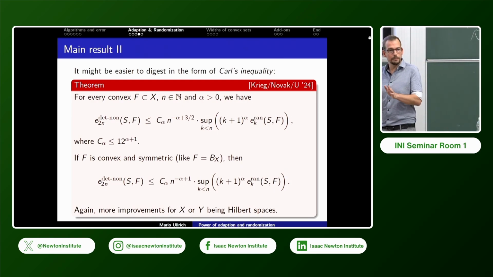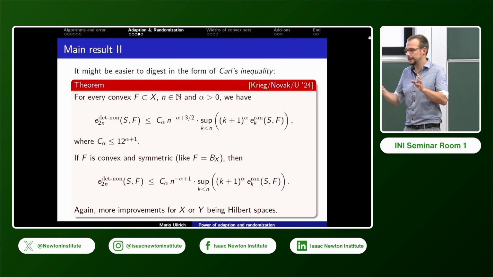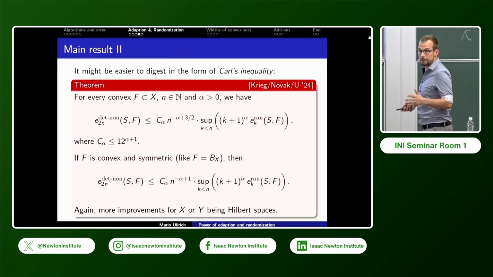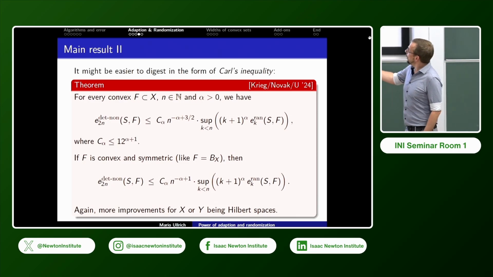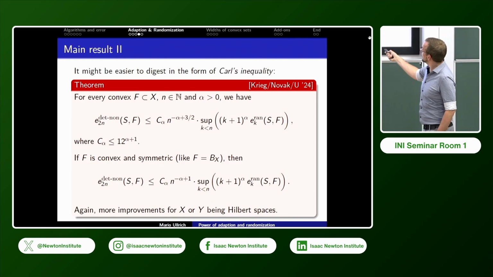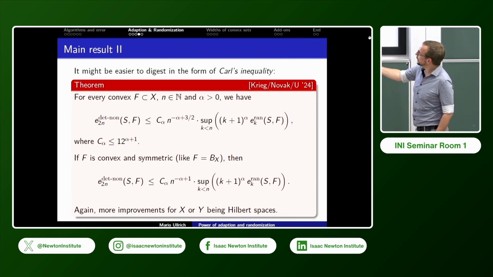Karl's inequality is known, many people use it to compare entropy numbers and things, and this is a formulation of this flavor. So if you take a convex f and so on, with the same assumptions here, then the error of deterministic non-adaptive algorithms is bounded by n to the minus alpha plus 3/2, as long as the error of randomized algorithms decays of order alpha.